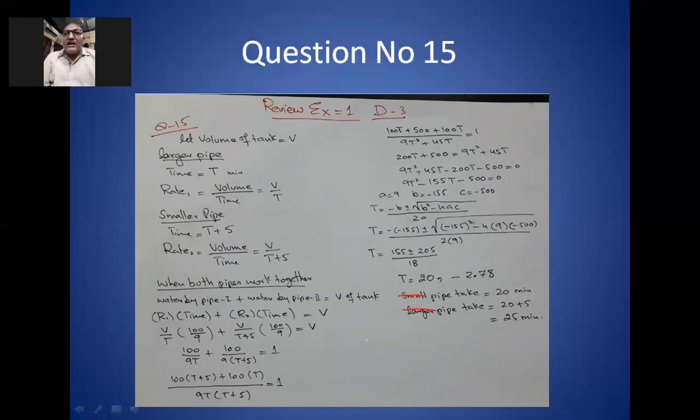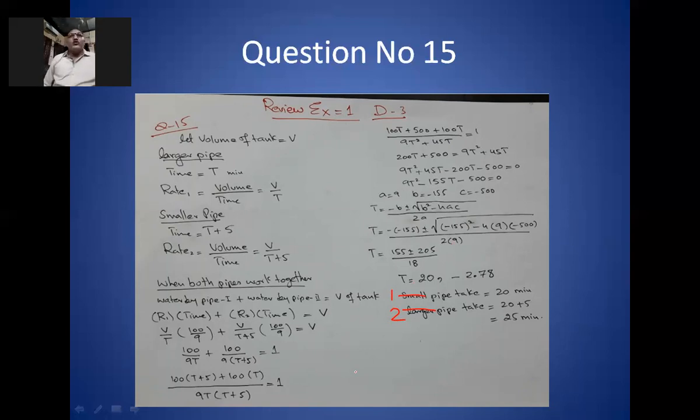So the larger pipe takes how much? T minutes. So the t value is 20, so it will take 20 minutes. And the smaller pipe will take t plus 5. So t value is 20, so it will take 20 plus 5, 25 minutes. So I can write here the pipe number 1, and the pipe number 2. So the first pipe takes 20 minutes and the second pipe will take 25 minutes.